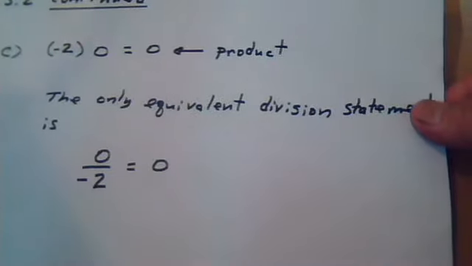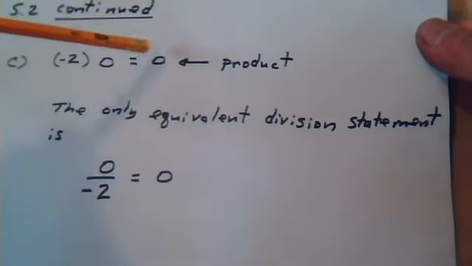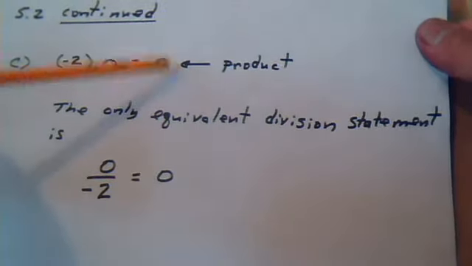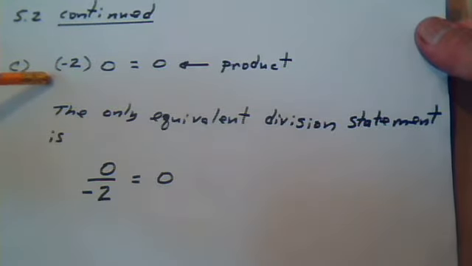For C, you do the same. You multiply. -2 times 0 equals 0. So here's the product. These are the factors. So here's our multiplication statement.